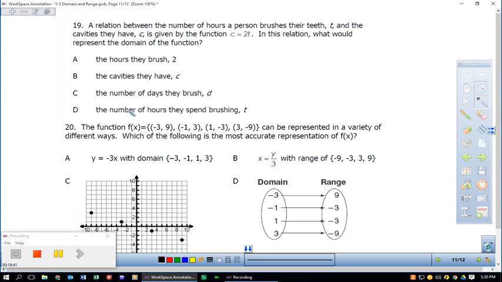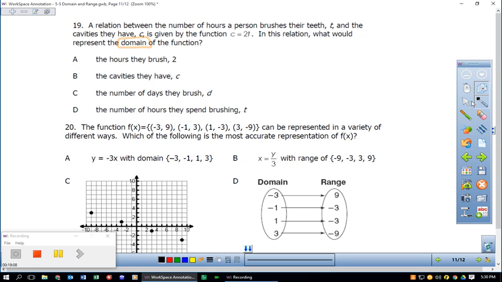Number 19. The relation between the number of hours a person brushes their teeth, T, and the cavities they have, C, is given by the function C equals 2T. In this relation, what would represent the domain of the function? Now we need to know some terminology here. Domain is also the inputs. It's the x's. It's the independent variable.